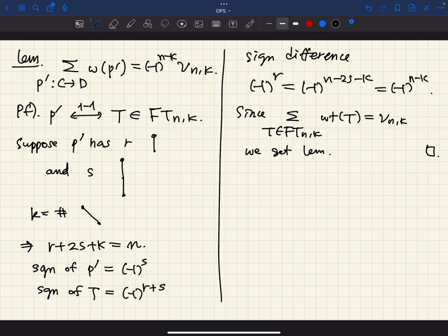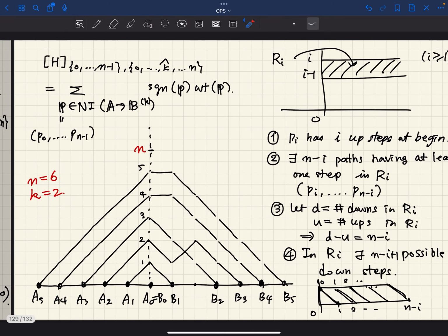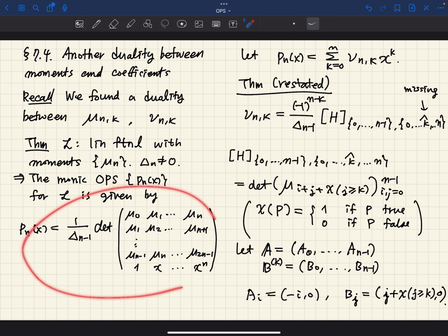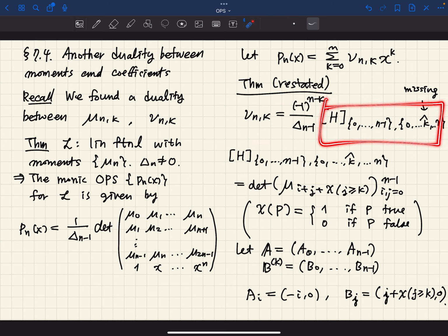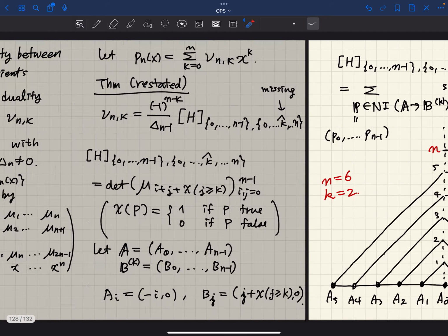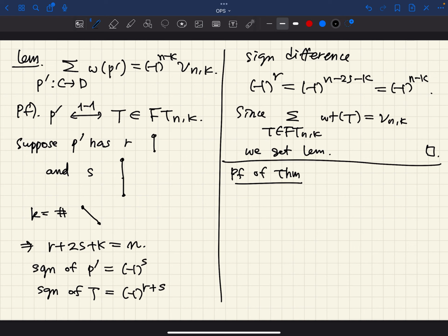Now finally we are ready to prove the theorem. So, proof of theorem. What was the theorem? The theorem was originally this, but we restate it in this way. We just computed this, so we will use the results there. Now we just combine all of these, and the proof follows easily.